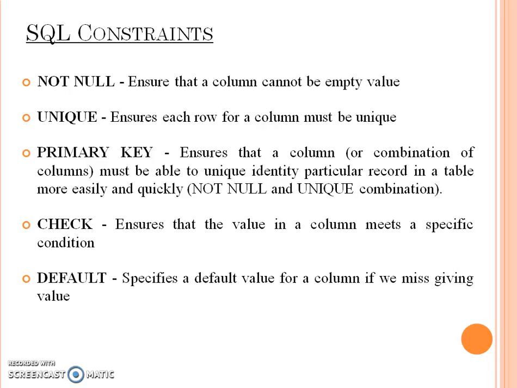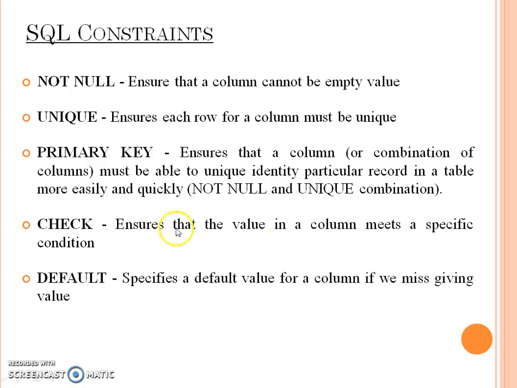Then the next constraint which we have is the primary key. It ensures that a column of a table must be able to uniquely identify a particular record in a table, which makes identification easy and quick. So I can say that the primary key constraint is a combination of not null and unique. That means a column cannot be empty, plus it should be able to identify a record uniquely from a table.